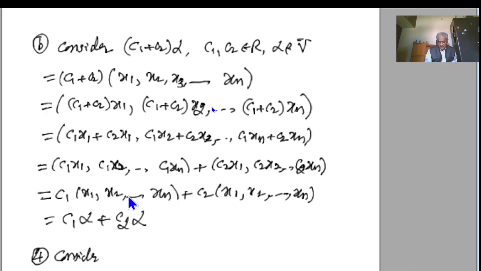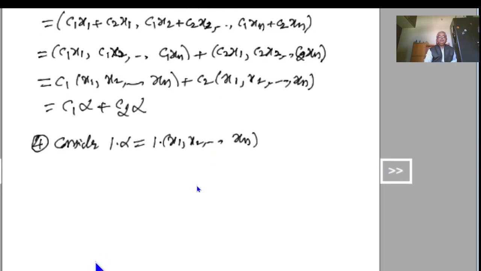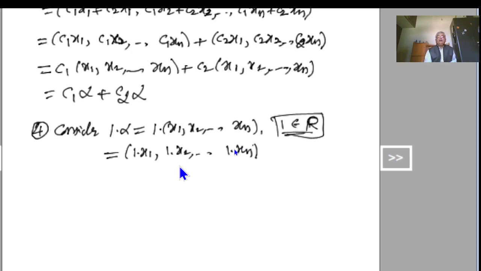Consider 1 into alpha. This is 1 into (x1, x2, xn). I will take this 1 inside. This becomes (1x1, 1x2, 1xn). Here 1 is an element of R, and 1 is the unity of R. Now if 1 is the unity of R, 1 into x1 is x1, 1 into x2 is x2, 1 into xn is xn. So this is equal to alpha. 1 into alpha is equal to alpha.